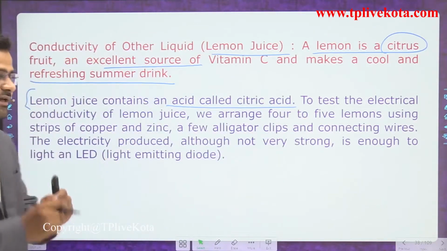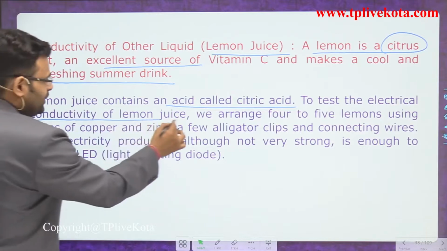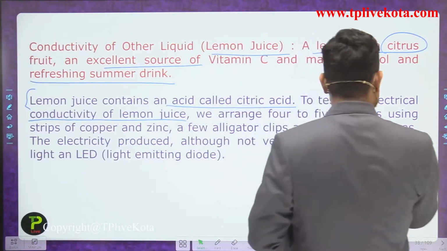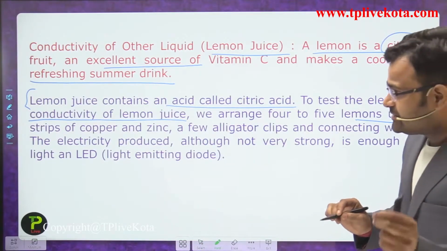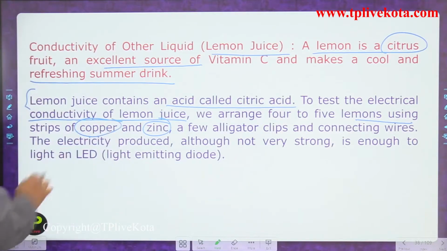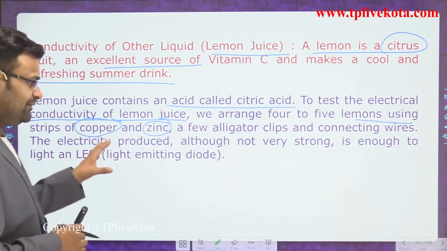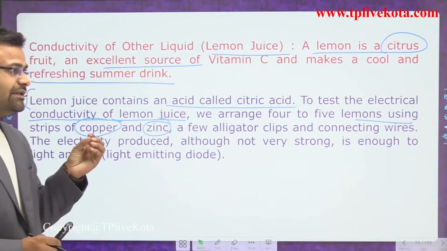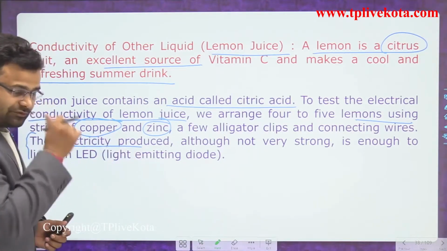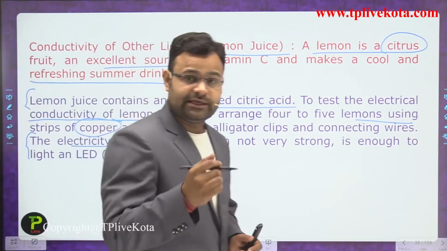To test the electrical conductivity of lemon juice, we arrange four or five lemons using a strip of copper and zinc. We are using two strips, the first one copper and the second one zinc, a few alligator clips and connecting wires. We see that electricity is produced.